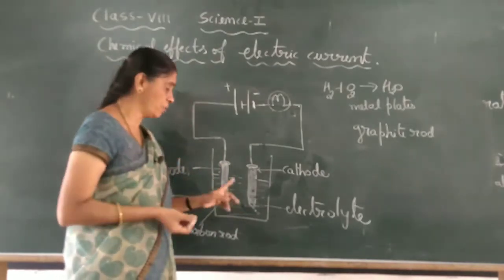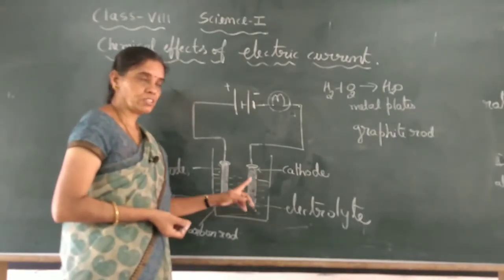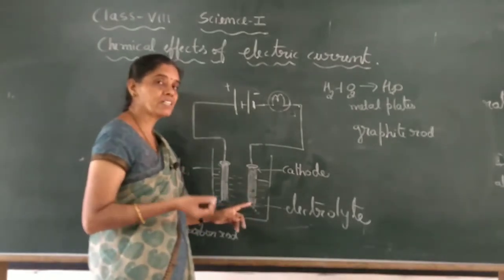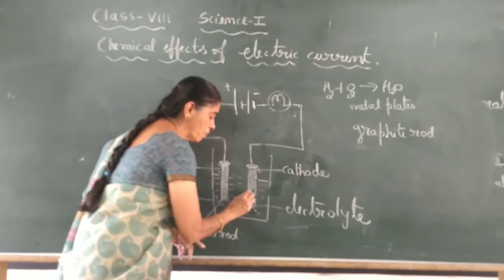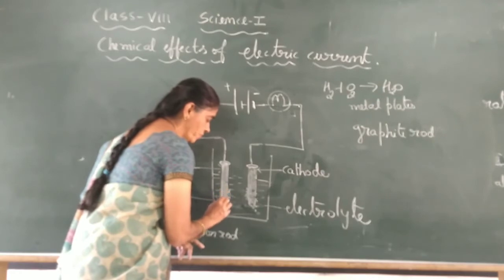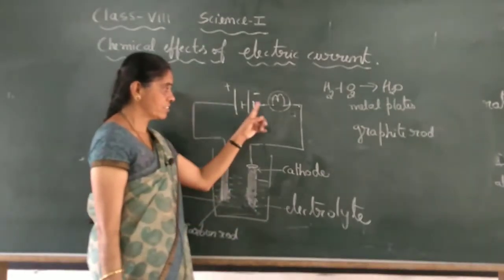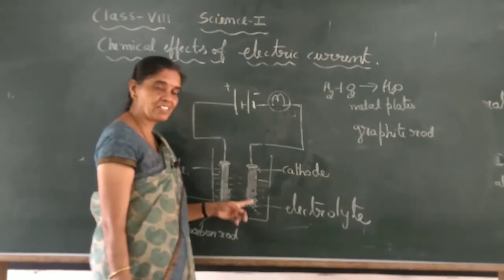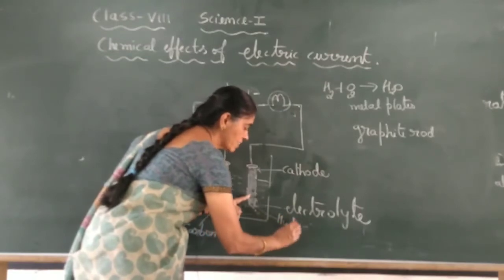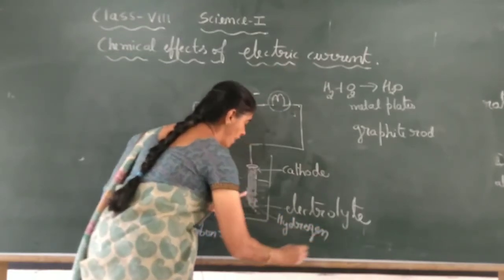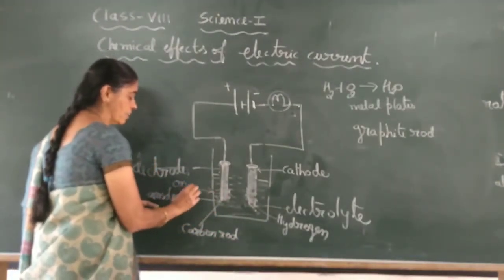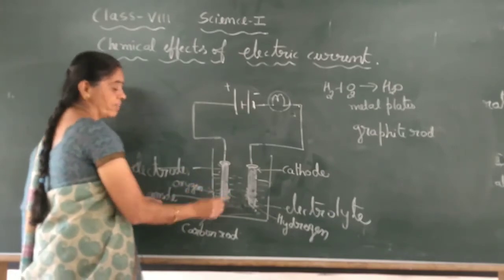So you will see in both the electrodes, both the carbon rods, the graphite rods, tiny bubbles are coming here and here also. Here, where the negative terminal of the battery is connected, the cathode, hydrogen gas is liberated. And here at the anode, usually oxygen gas is liberated.